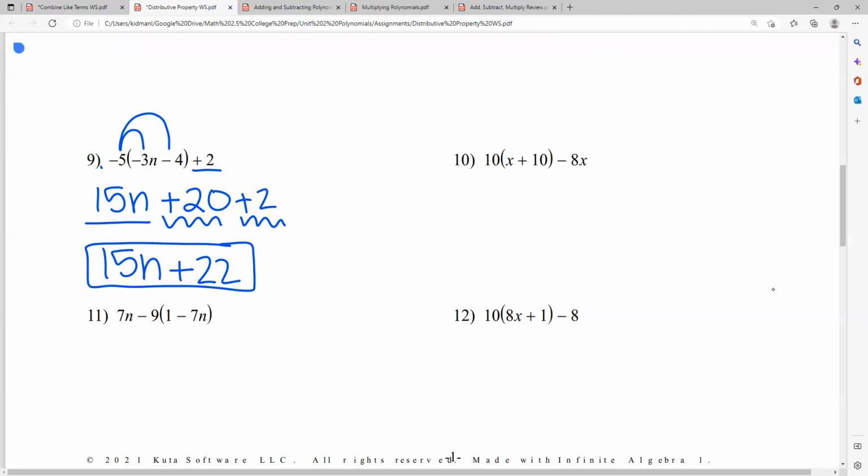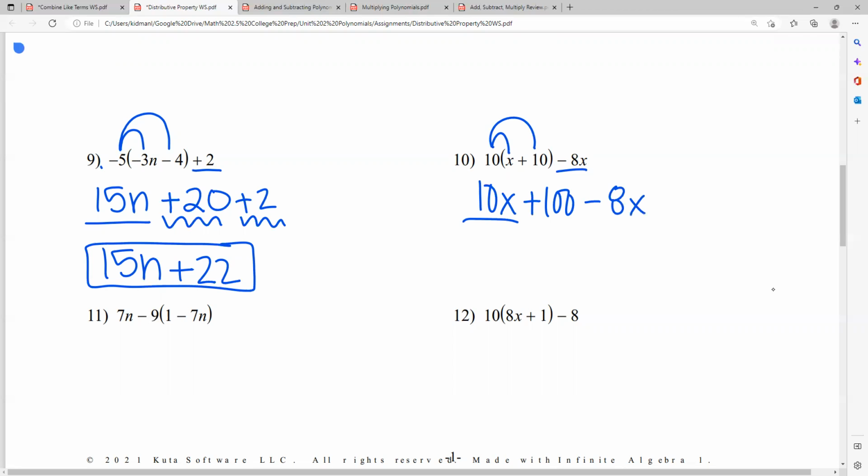So on question number 10, it would be that exact same idea. You would do 10 times x and get 10x. Then we would do 10 times 10 to get 100. Then our minus 8 is on the outside here, so we just do minus 8x. Now we want to combine the ones that look alike.